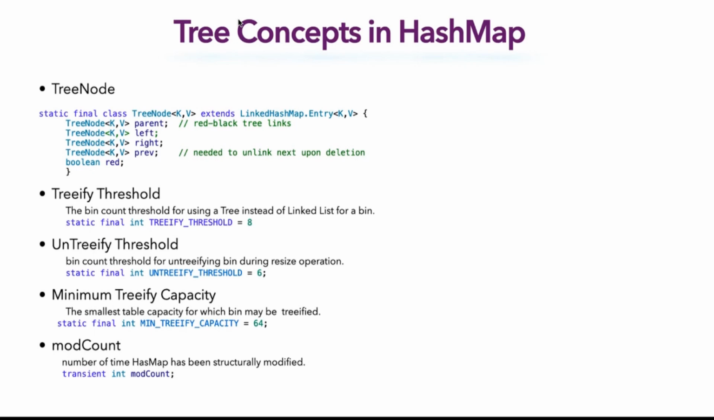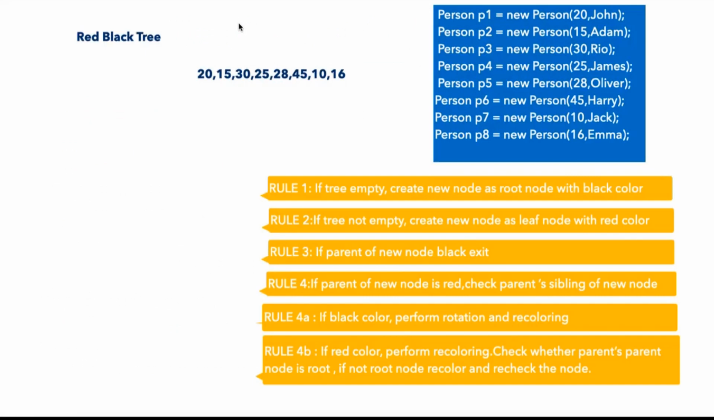As we have understood what hash collision is, let's consider the case that the minimum treeify capacity equal to 64 has been reached and there are 8 elements in bucket location 15. So the treeify threshold condition is met and the linked list in the 15th bucket location needs to be converted to a tree. Let's see the below 8 values we need to store in the tree. The red-black tree works on the below rules. Rule 1: if the tree is empty, create a new node as the root node with black color. Rule 2.